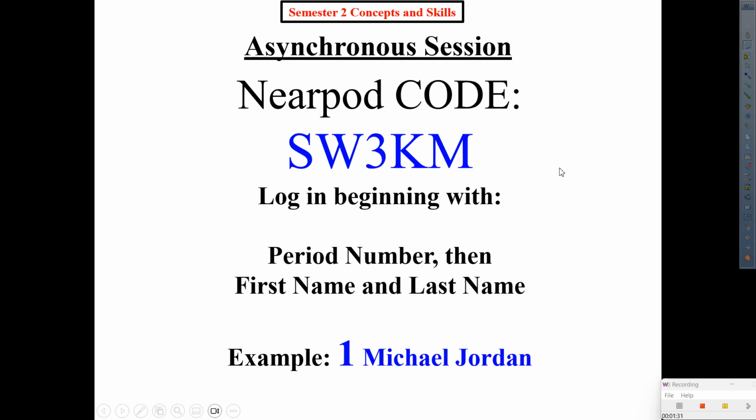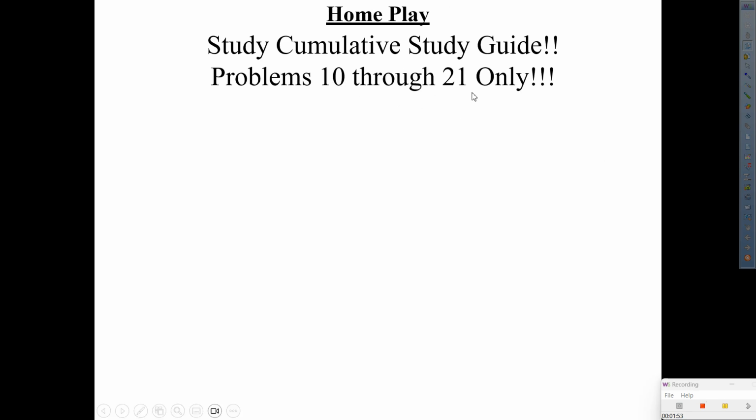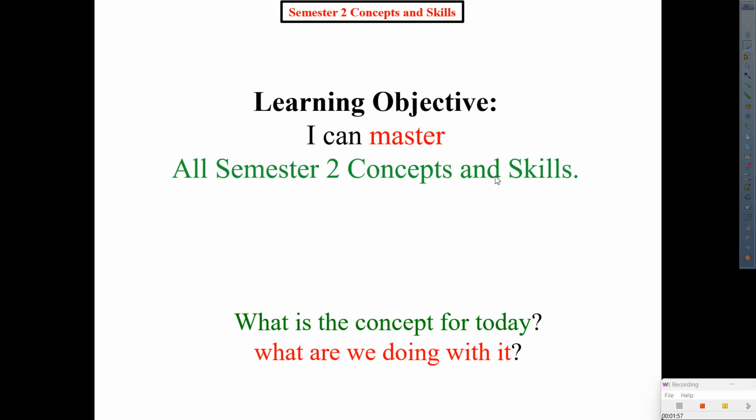Copy this code, please, to access the presentation. SW3KM. SW3KM. Also, you have the study guide in there. That's going to appear as soon as you log in. All right. So last night, you should have done numbers 1 through 9 again. Tonight, 10 through 21. So, get a paper ready. Let's get started with this.